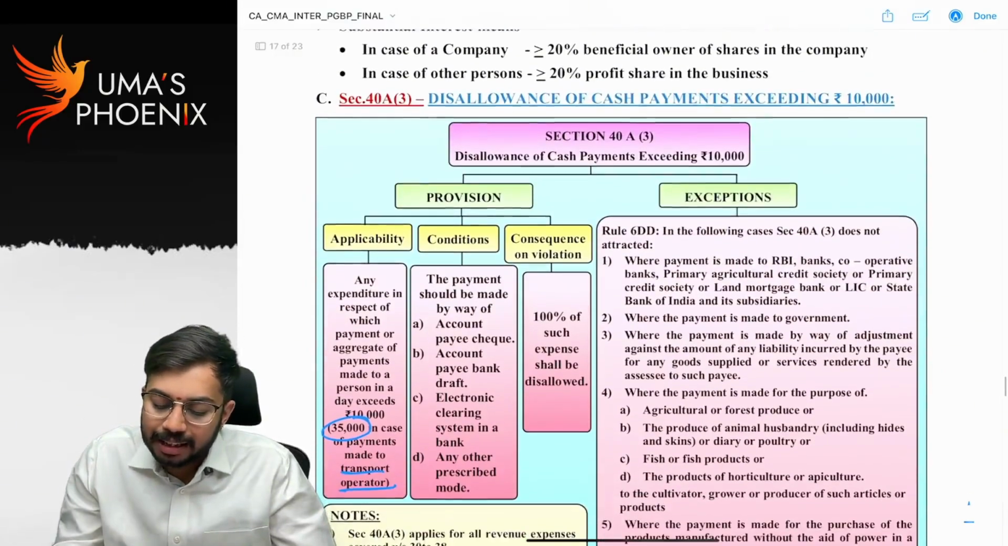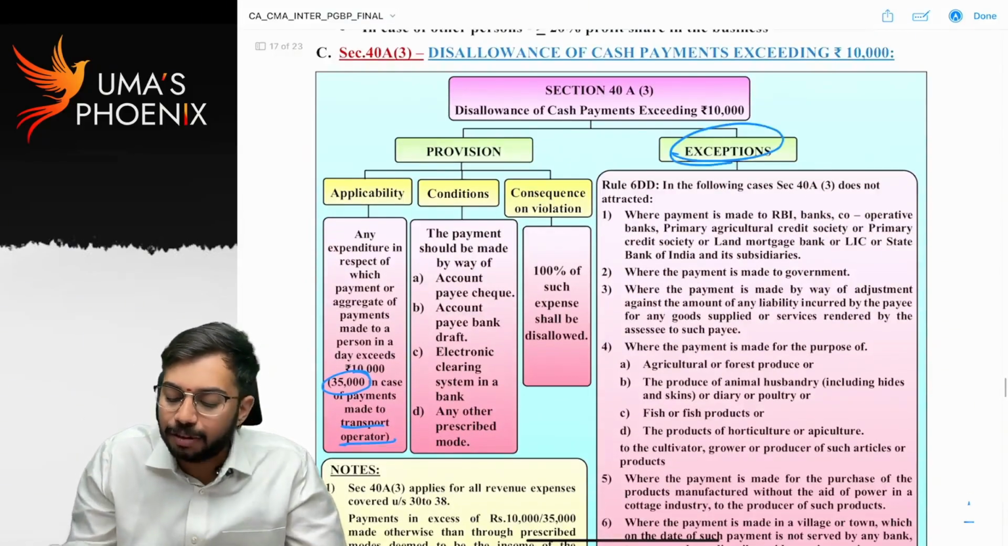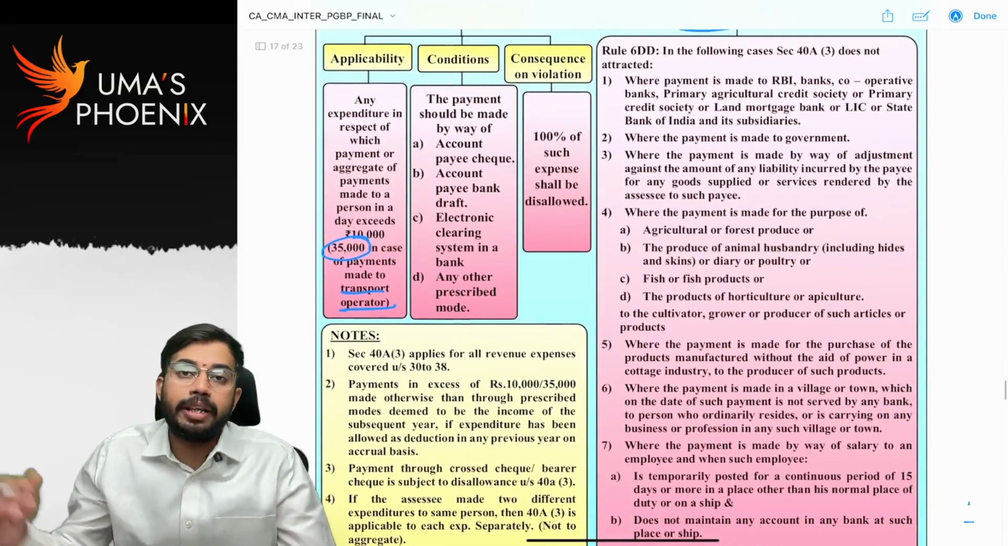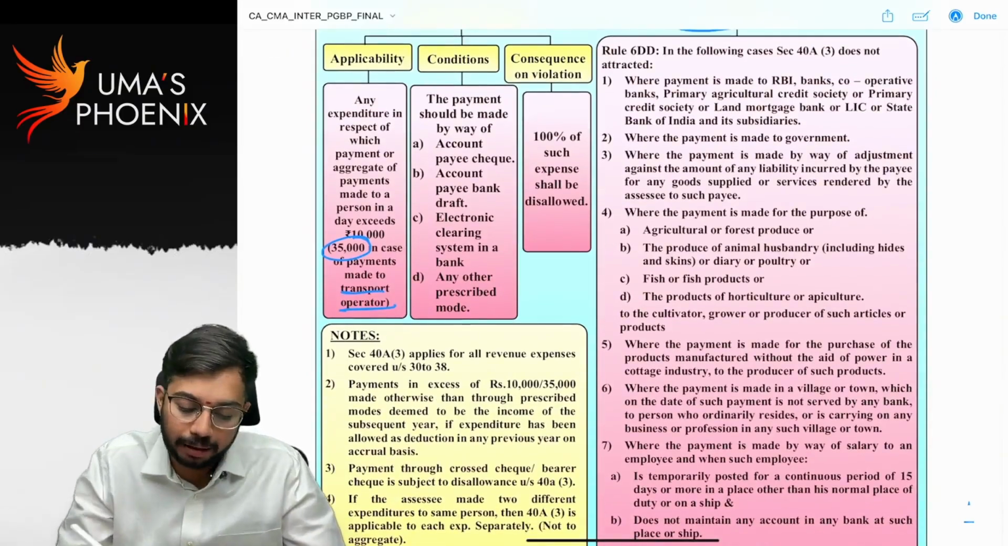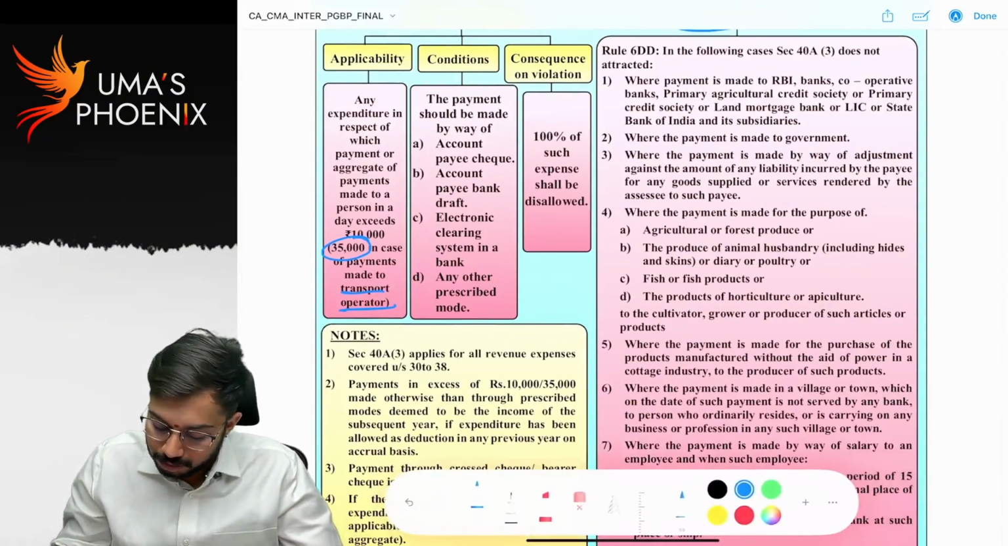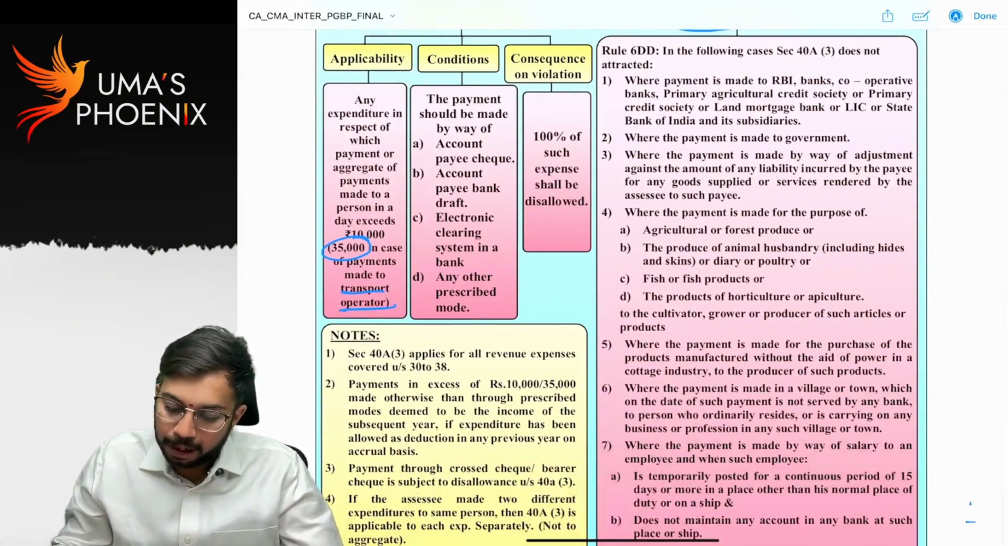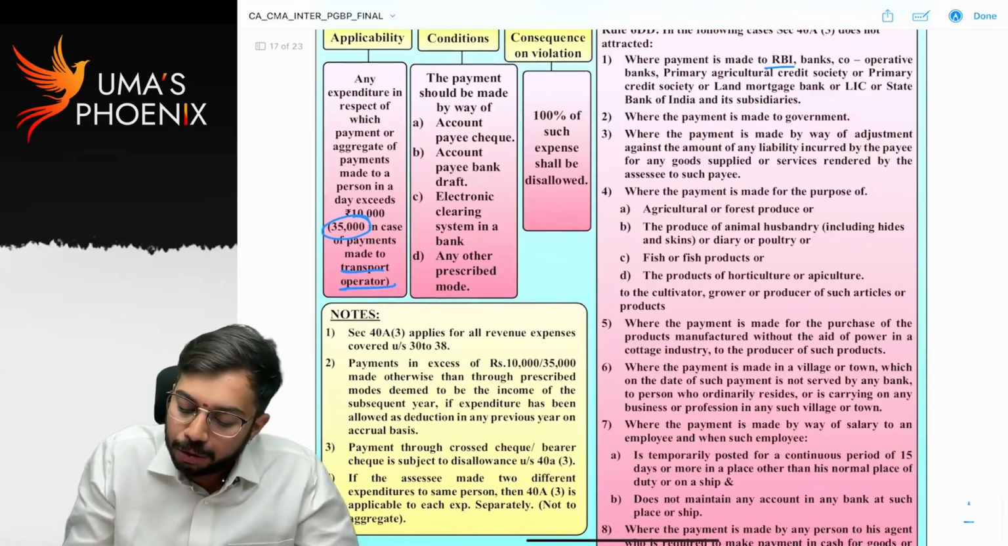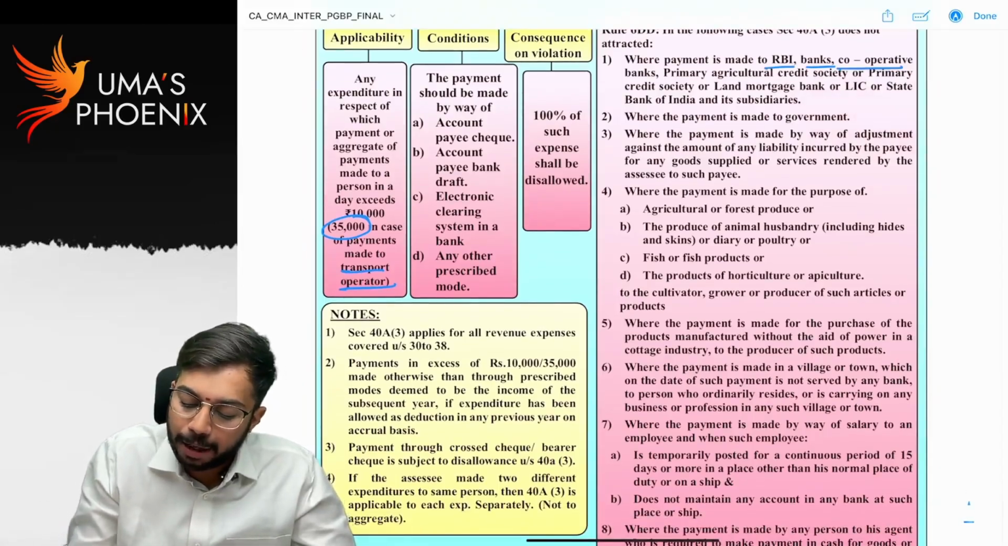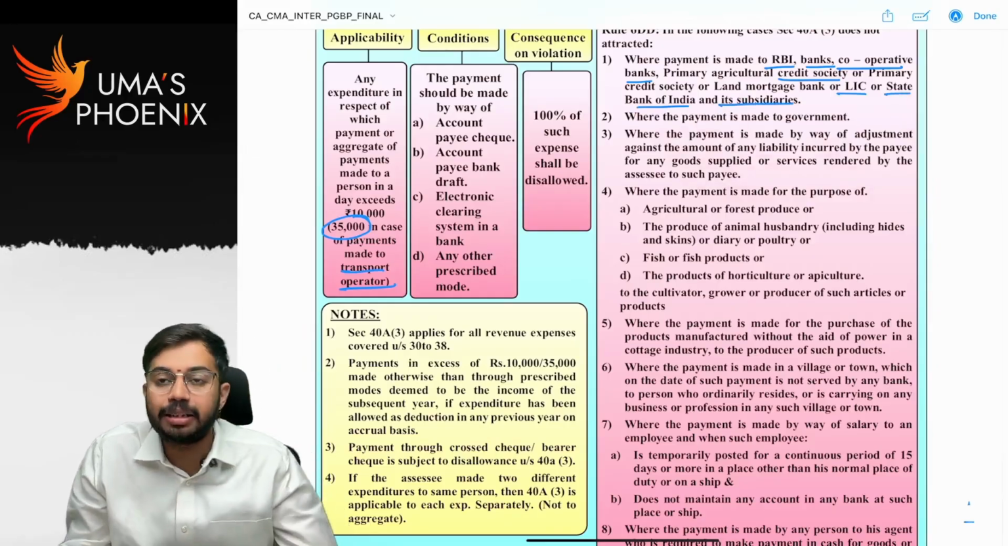There are certain exceptions. Exceptions means what? Cases where 40A3 provisions are not applicable. See, in some cases, 40A3 provisions are not applicable. Where payment is made to RBI, banks, cooperative bank, primary agricultural credit society, primary credit society, land mortgage bank, LIC, State Bank of India and its subsidiaries.